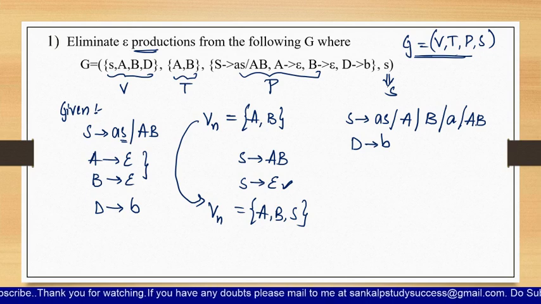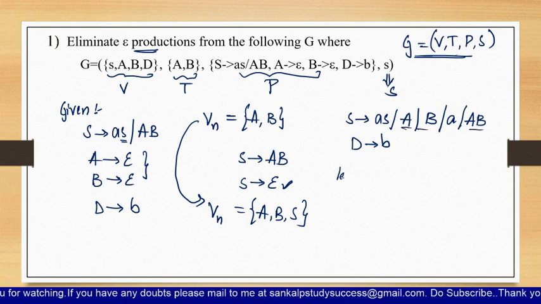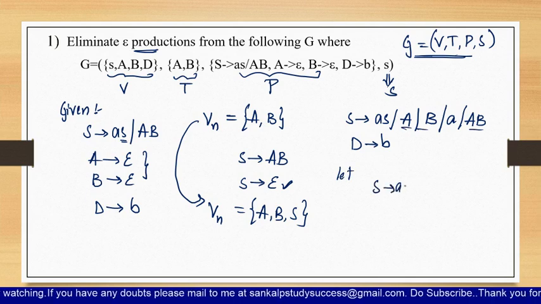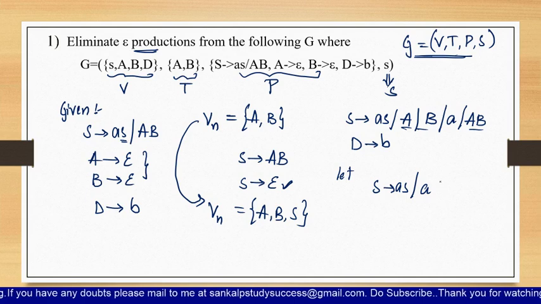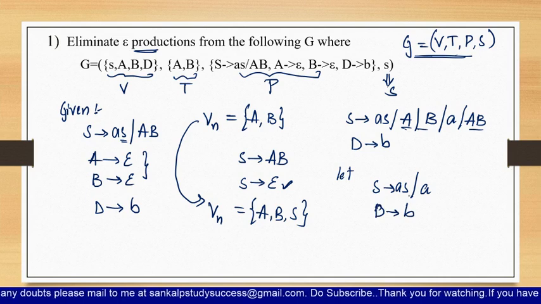So now let us see each and everything where S tends to AS or A. Here anyhow A, B and S are the nullable variables. So let us consider S tends to AS or A. Here we have S tends to AS or A, and the remaining one is D tends to b. We are having these left out after removing all the nullable variables.